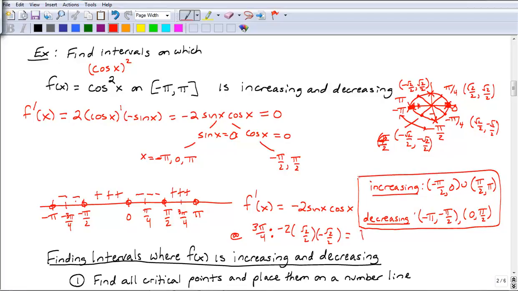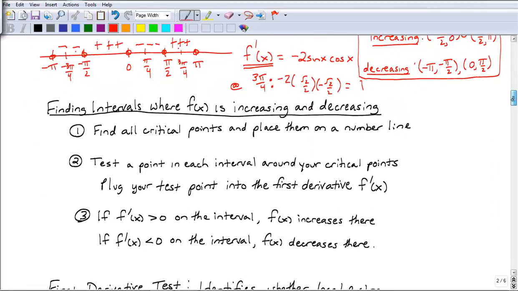So figuring out where it increases or decreases amounts to looking at the derivative and finding points inside these test intervals to see whether the derivative is positive or negative. Where the derivative is positive, it's increasing. Where the derivative is negative, it's decreasing. Also note I didn't include these critical points in my intervals here because at negative pi over 2, the derivative equals 0. That's how I found these points. So in this case, it wasn't changing at all. The derivative was 0 there, so I don't include them.